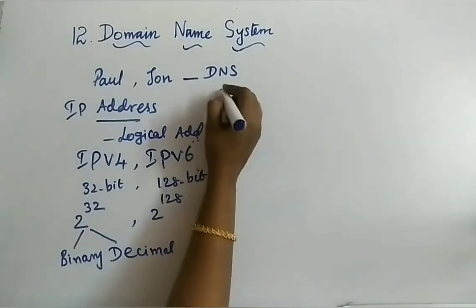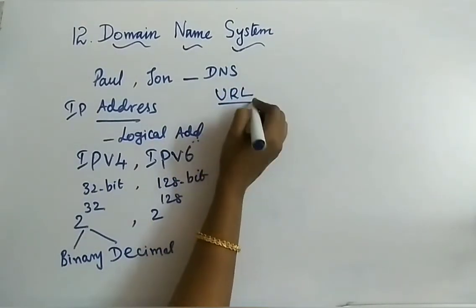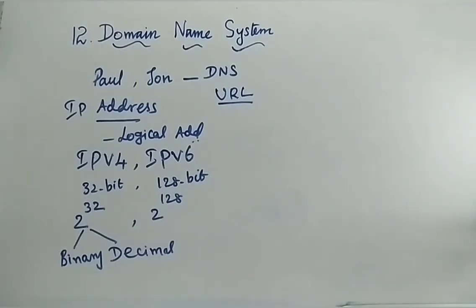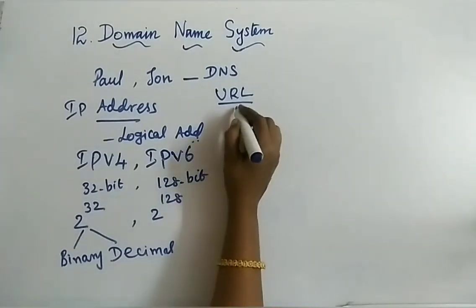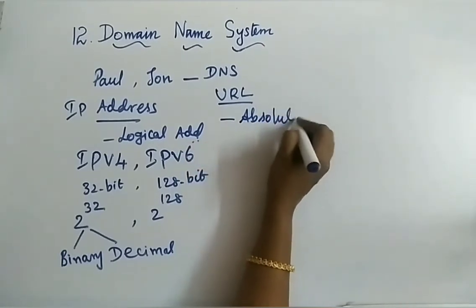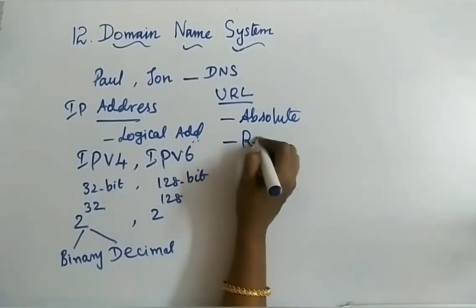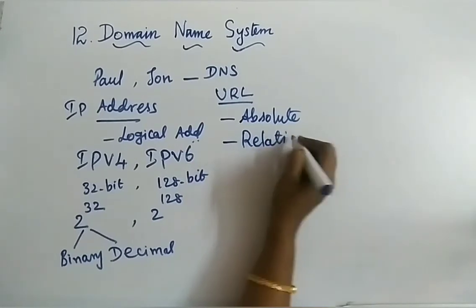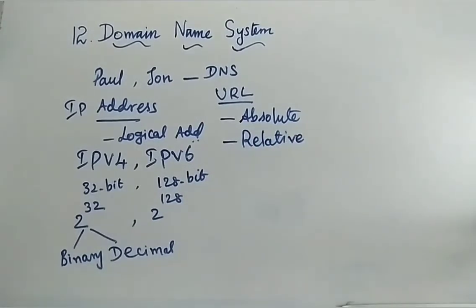And next we completed URL. URL is Uniform Resource Locator. Here it is going to have 4 parts. What are the parts? First one is the protocol, then host name, folder name, and the next one is the file name. Here URL is of 2 types. What are they? Absolute URL, and the next one is relative URL.